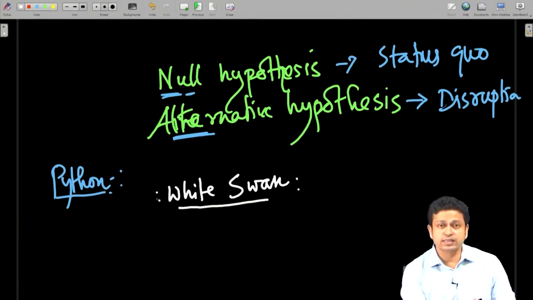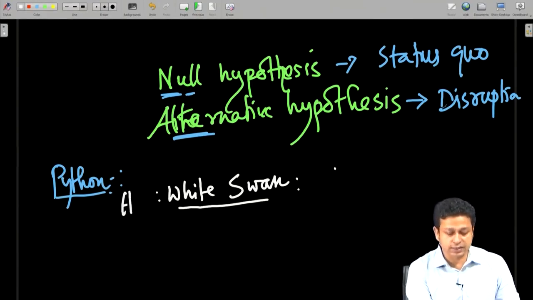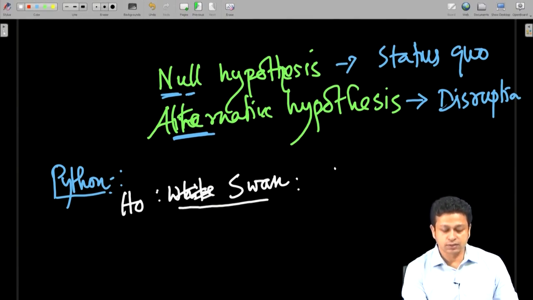So, the white swan example goes like this. We know the swans are white, right? So, we can say that all swans are white, right? Then how do I actually know if all swans are white? So, the null hypothesis is, let me say, the swan is white. Okay.